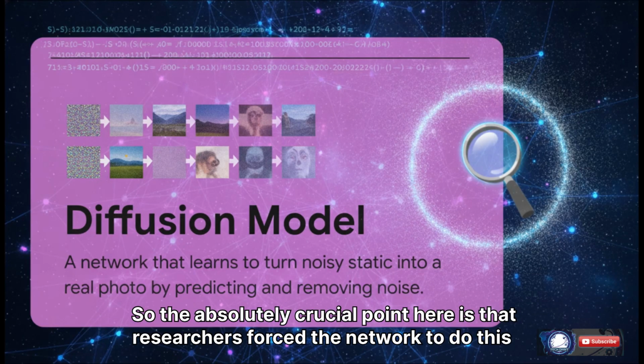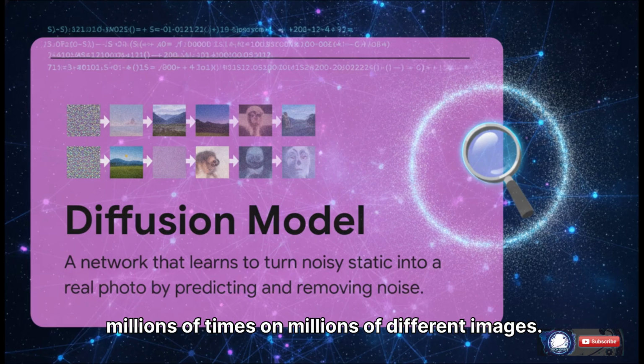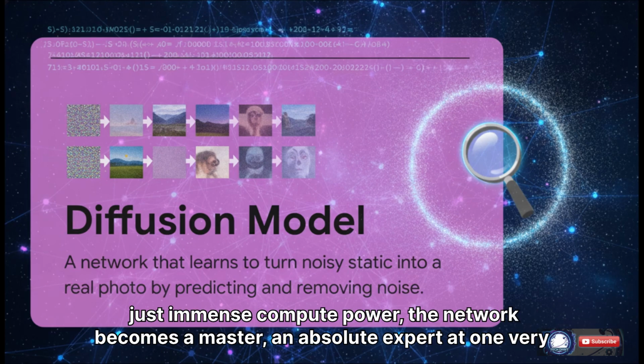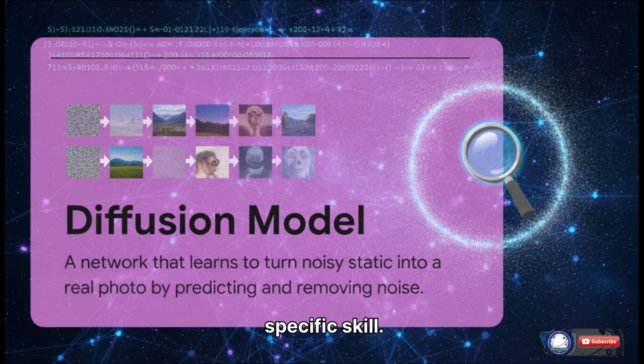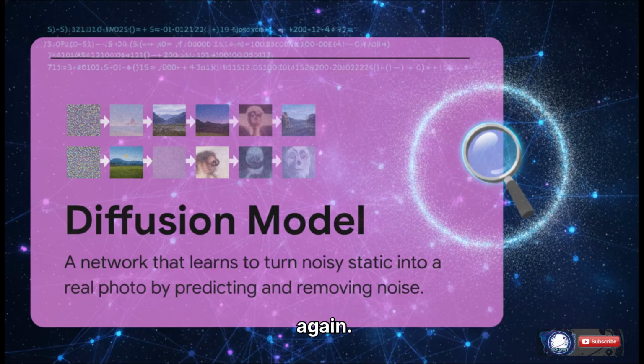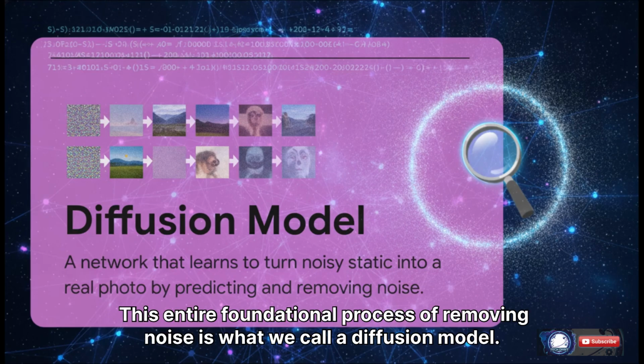So the absolutely crucial point here is that researchers forced the network to do this millions of times on millions of different images. Through sheer brute force repetition, which by the way requires massive data centers and just immense compute power, the network becomes a master, an absolute expert at one very specific skill: denoising. It masters the art of turning noisy static back into something that looks like a real photo again. This entire foundational process of removing noise is what we call a diffusion model.